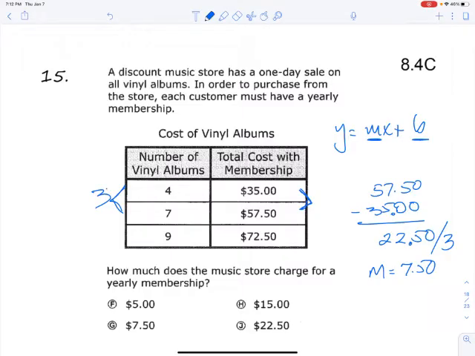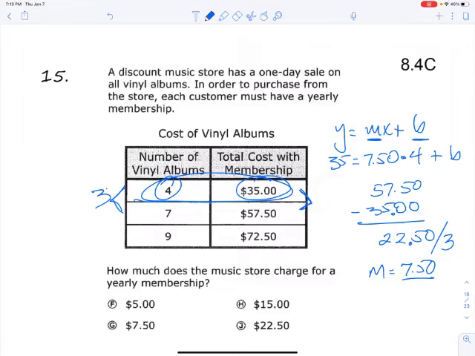Now, how would I find my b then? Okay, well, this is where we take our points. So I can take this point right here. Okay, and I can go y. Well, this is my y value of 35 is equal to my slope, 7.50, times, well, how many albums did I purchase? 4 plus b. Okay, and then we solve.